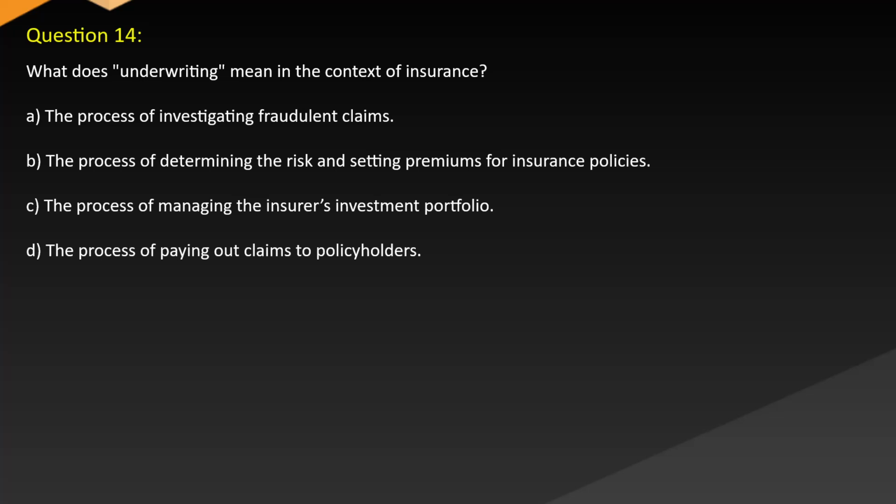What does underwriting mean in the context of insurance? A. The process of investigating fraudulent claims. B. The process of determining the risk and setting premiums for insurance policies. C. The process of managing the insurer's investment portfolio. D. The process of paying out claims to policyholders.